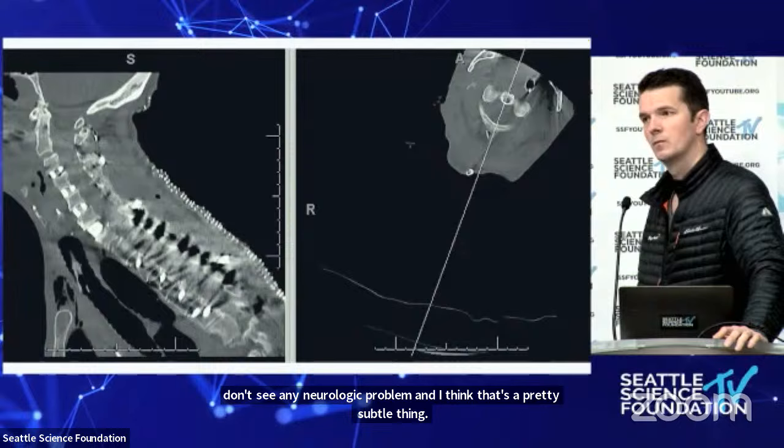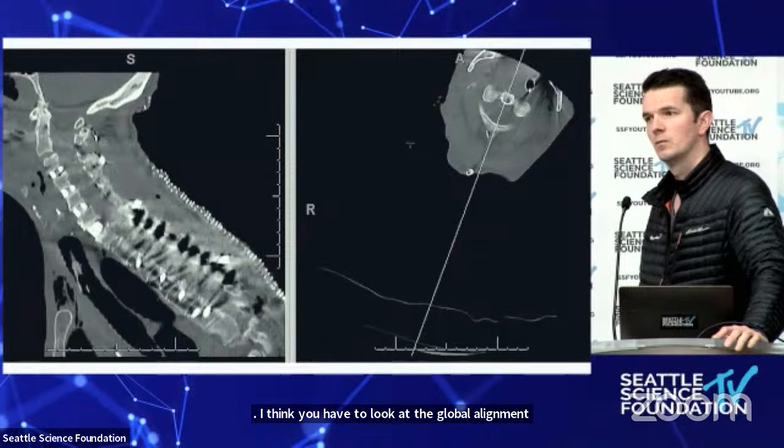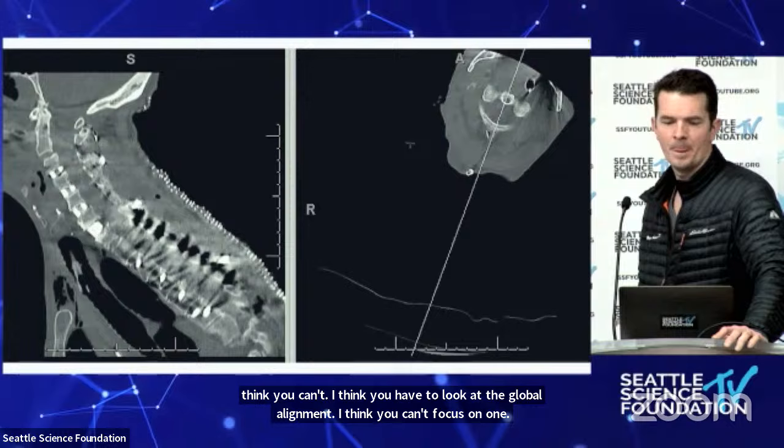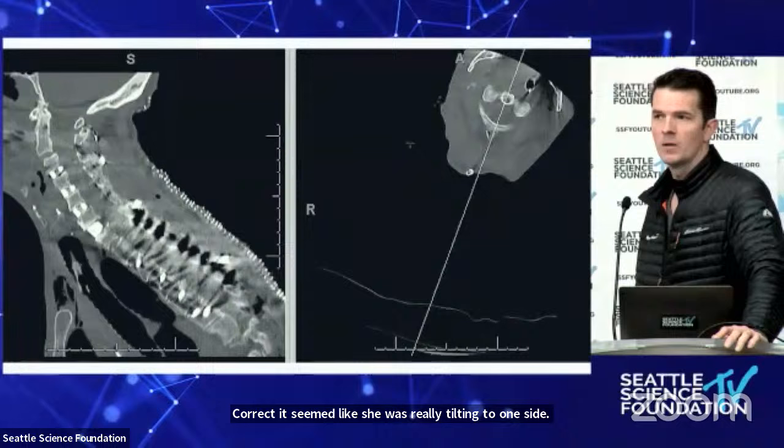I think overall the correction is great. You have to look at the global alignment. You can't focus on one level. I wish we had a coronal. I bet her coronal is way corrected. It seemed like she was really tilting to one side. Yeah, it was. On a case like this, you can't just look at one level. You have to look at the global alignment. And again, I don't know when you're going to stage the second surgery, but 3 to 6 months.